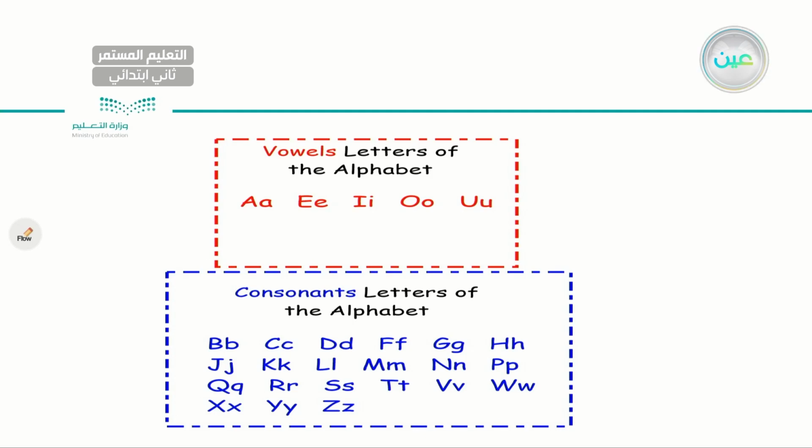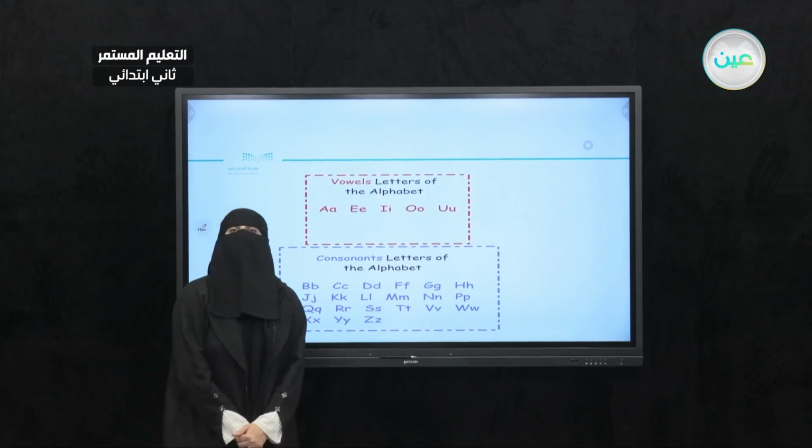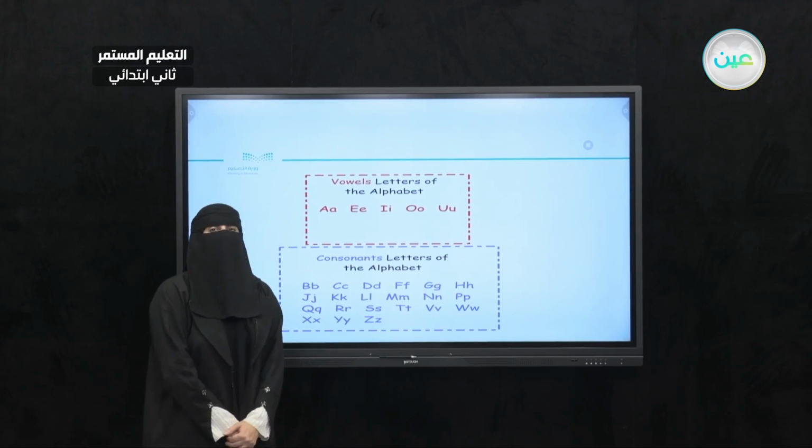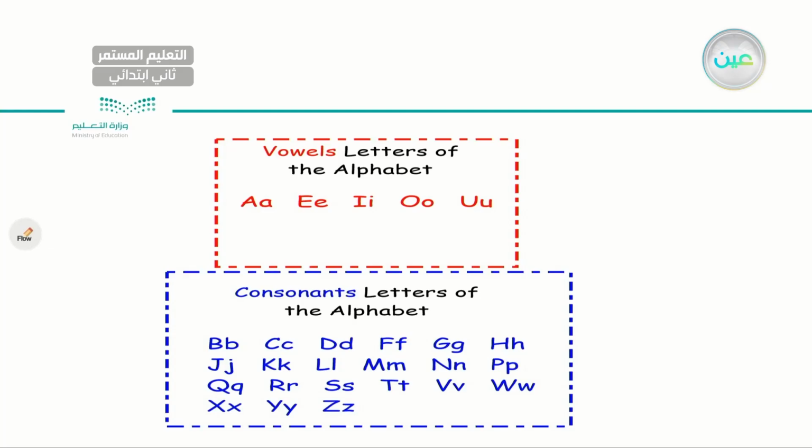Now, try to think of words that have these letters. Apple, orange, egg, banana, girl, school. Very good. So these words include these vowels. So how many vowels? We have 5 vowels. With the blue one, I have the remaining letters. The remaining letters are called consonants. For example, B, C, D, F, and so on. So we have two types of letters, vowels and consonants.